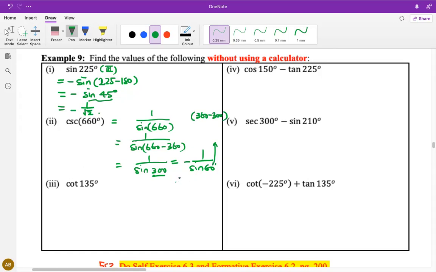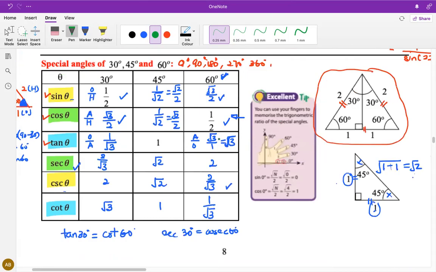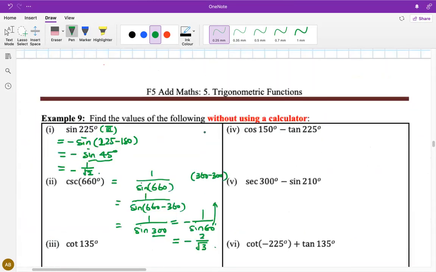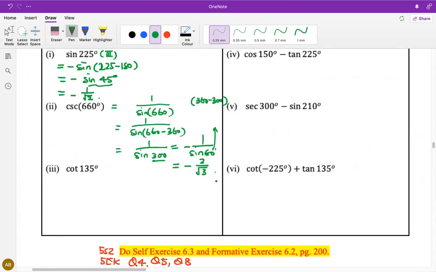So it is negative cosecant 60 degree. Cosecant 60 is 2 over square root 3, so remember that. So this is your answer. You can check your answer. Sometimes I also am not so convinced of my own answer, so better check now. So 1.754. Okay, 2 over square root 3.